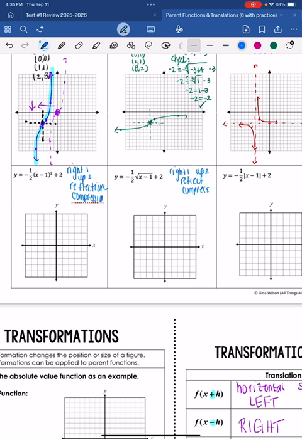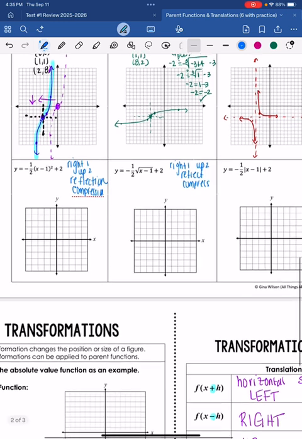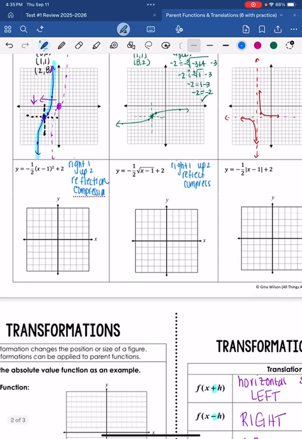Okay, I'm not going to write it the last time. All of these are going to have a shifted origin at right 1, up 2. So for all of these, that's what I'm going to do. Right 1, up 2. So here's my shifted origin. All of them.